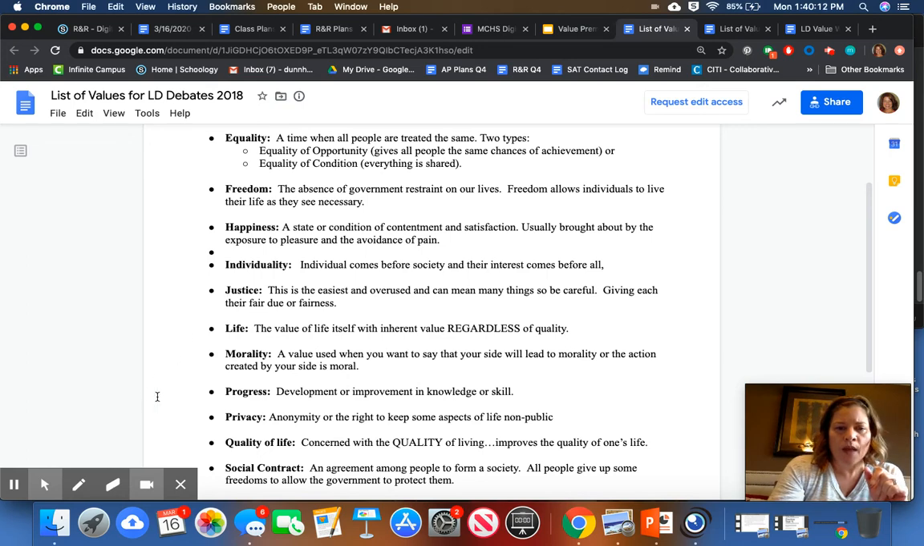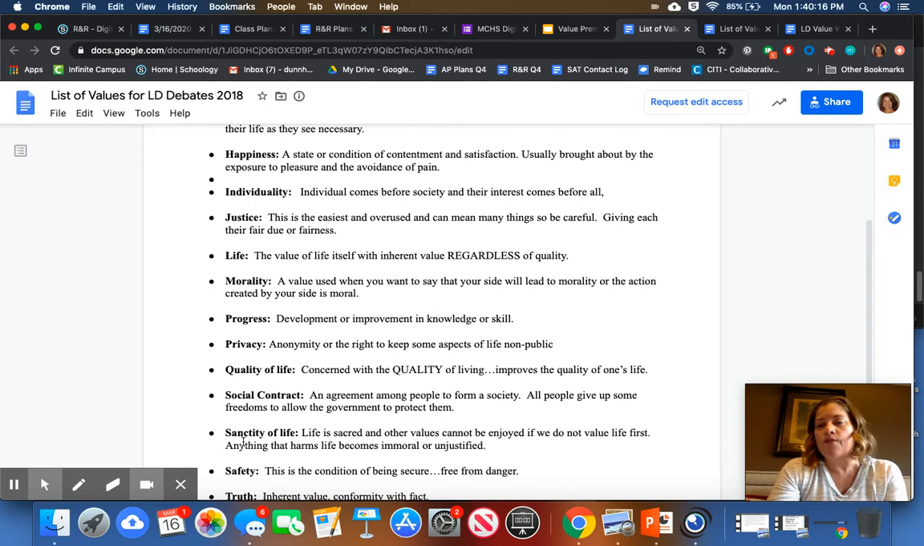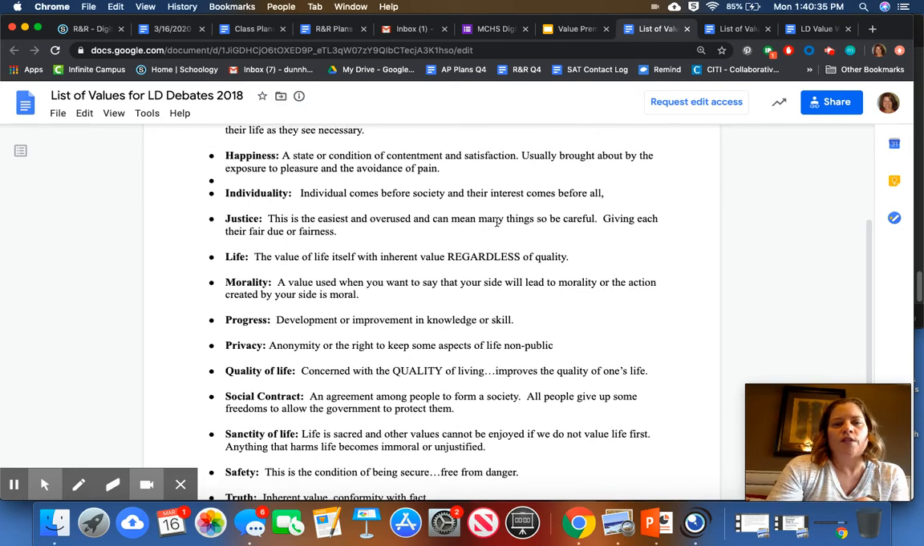Okay. And then maybe I want to do quality of life, because the value of quality of life means that we are improving the quality of someone's life. And obviously, if we provide social services to people whose lives are less well off than our own, we are improving the quality of their lives. Okay, so those would be the three values that I might choose for that.